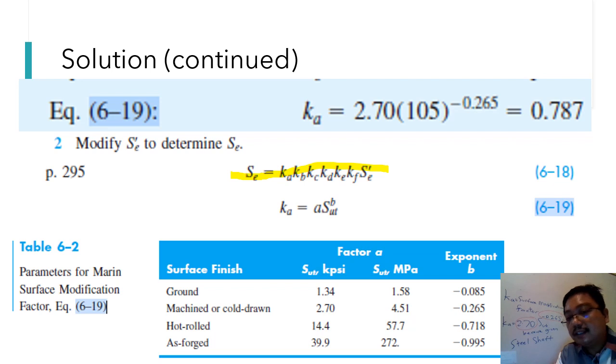Sut is the ultimate strength. A is the factor you get from the table, because the question says that the shaft is made from steel. That is why we select 2.7 as a, and the exponent b is negative 0.265. You put them in the equation, with ultimate strength 105. You take the calculator and calculate, and you get the value 0.787.